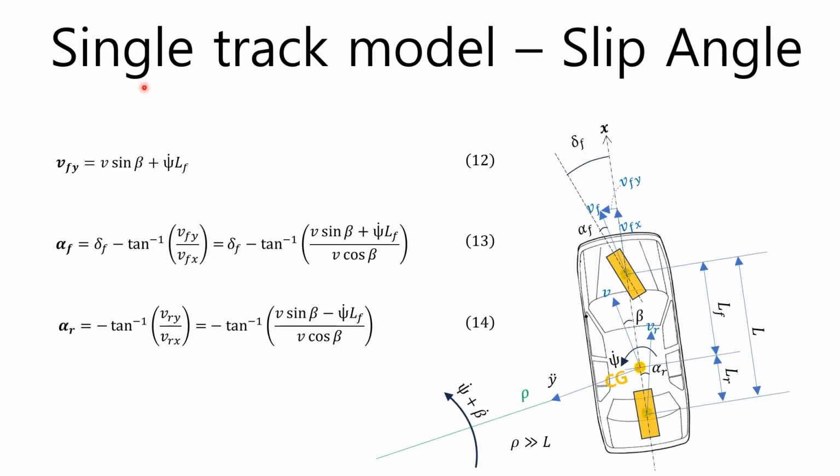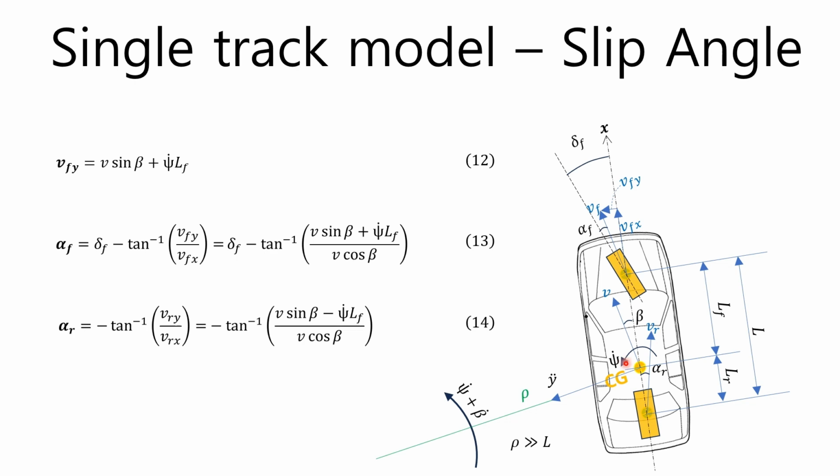Next, let us express the equations for the front wheel slip angle alpha F and rear wheel slip angle alpha R using speed and steering angle. First, find the velocity of VF in the y direction. Since the vehicle is rotating, the speed of VF in the y direction must reflect the influence of the rotation of the vehicle's longitudinal axis, which is the yaw rate.